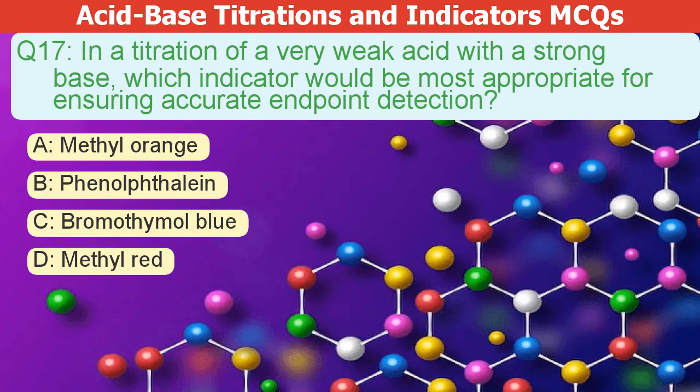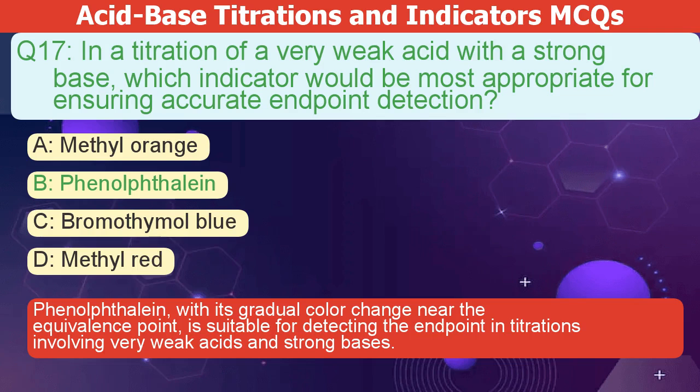In a titration of a very weak acid with a strong base, which indicator would be most appropriate for ensuring accurate endpoint detection? A. Methyl orange. B. Phenolphthalein. C. Bromothymol blue. D. Methyl red. The correct answer is B. Phenolphthalein, with its gradual color change near the equivalence point, is suitable for detecting the endpoint in titrations involving very weak acids and strong bases.